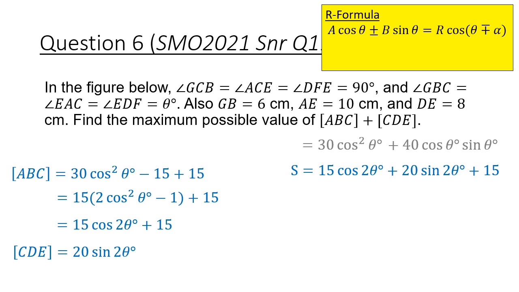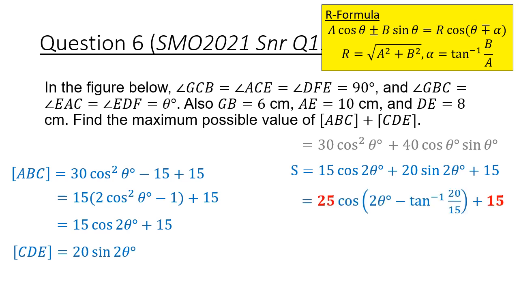So the R formula states that A cos theta plus or minus B sine theta equals R cos theta minus or plus alpha, where R is the square root of A squared plus B squared, and alpha is the arctangent of B over A. So we can see that if we express it in the R formula, we will get 25 cos of 2 theta minus arctangent of 20 over 15, plus 15.